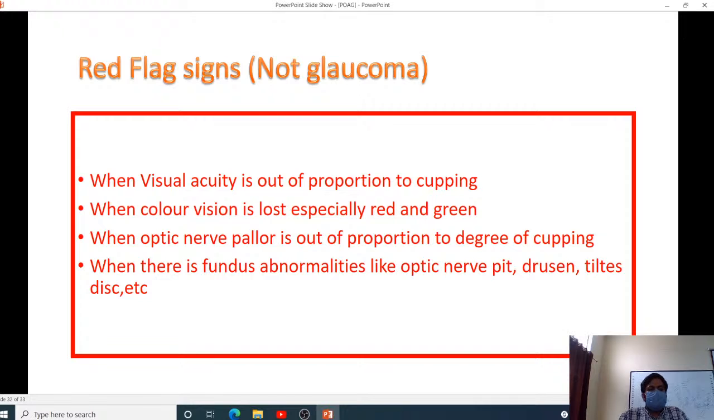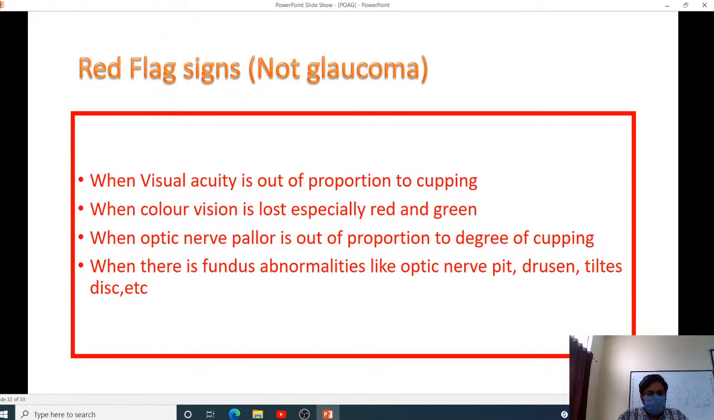The very important thing is red flag signs. What are the red flag signs in glaucoma? That means the patient has all the features of glaucoma, but actually the patient is not a case of glaucoma. When the visual acuity is out of proportion to the cupping. Suppose you see a patient who has 0.4 cupping and he is having hand movement or counting fingers. 0.4 of cupping will not produce such a drastic change in visual acuity. So those patients you have to remember.